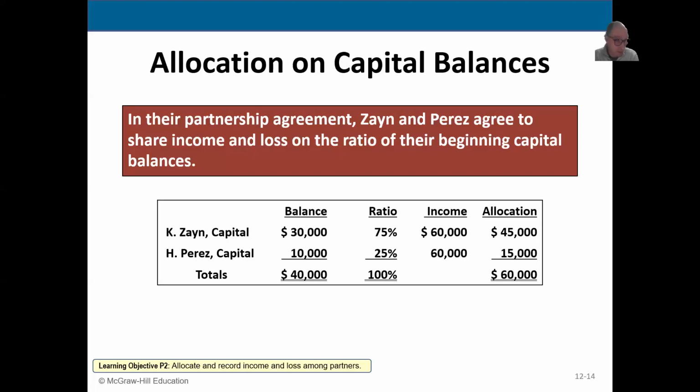The net income was 60,000 times 75% for Kayla, which increases the allocation for Kayla to 45,000. For Hector, it's 15. That's how we allocate the net income. So, of course, that bumps up their total balances.